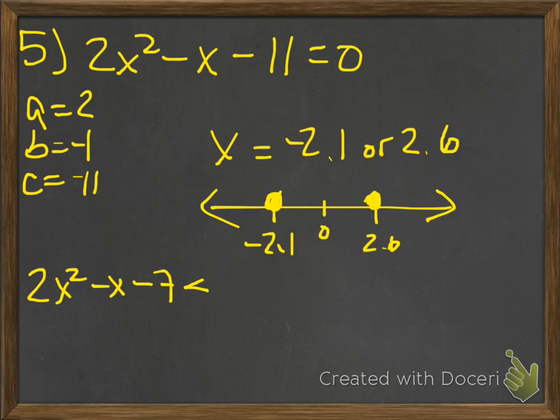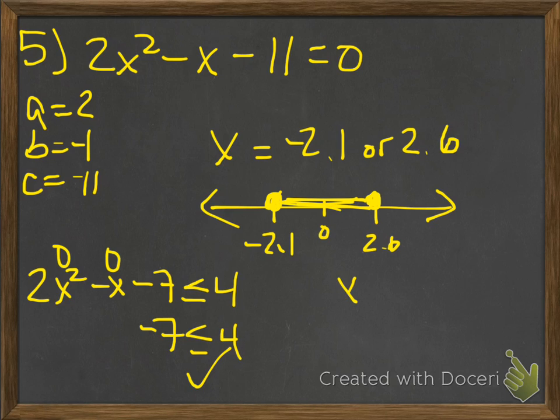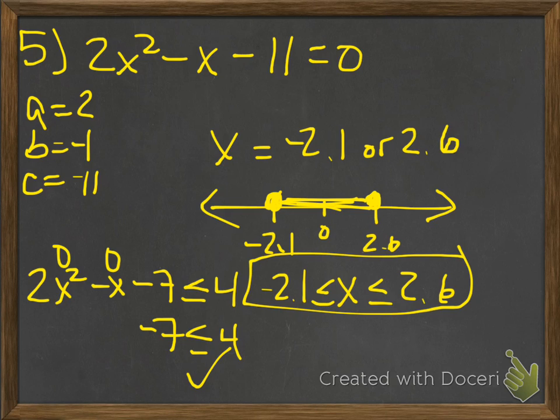Put 0 in place of the x squared, the original equation, and is -7 less than or equal to 4? Yes, it is, so I would shade in between, and thus just go ahead and have it like that. That would be my answer. Okay, again, if there are any questions, let me know, and I'll do my best to try to go over them.